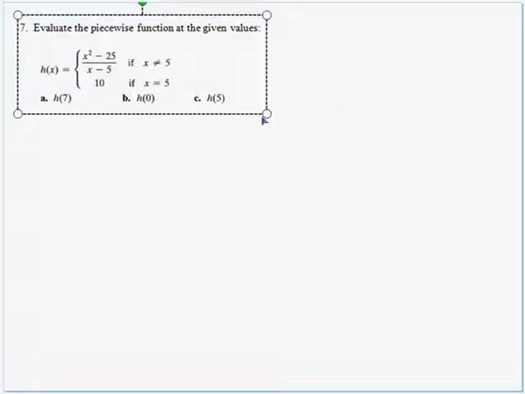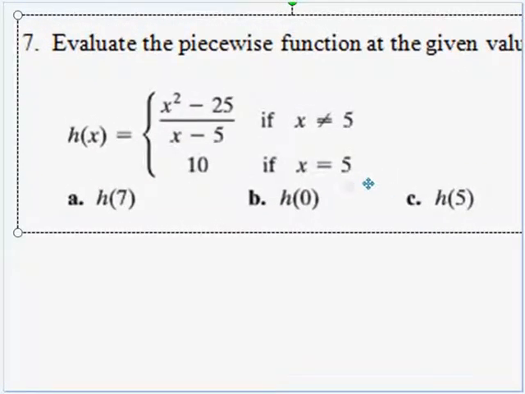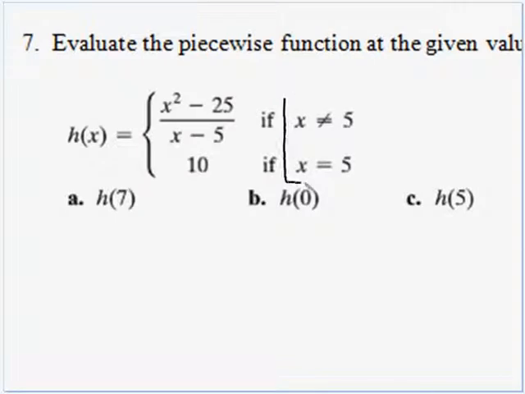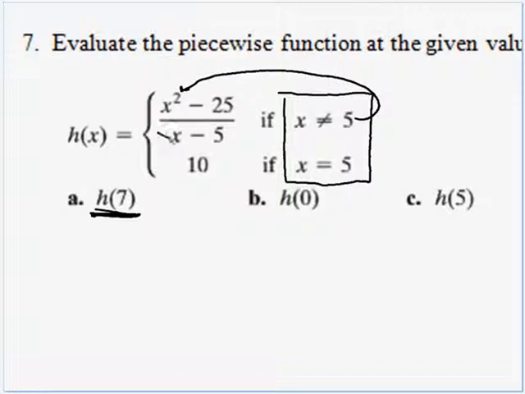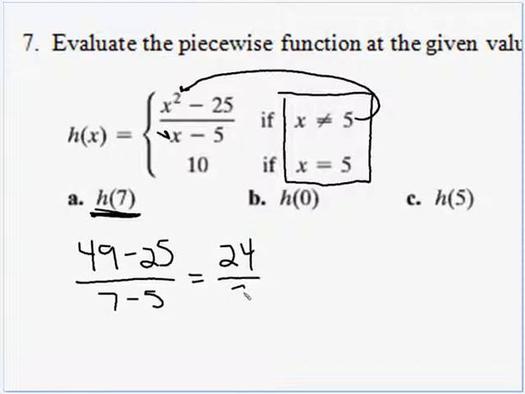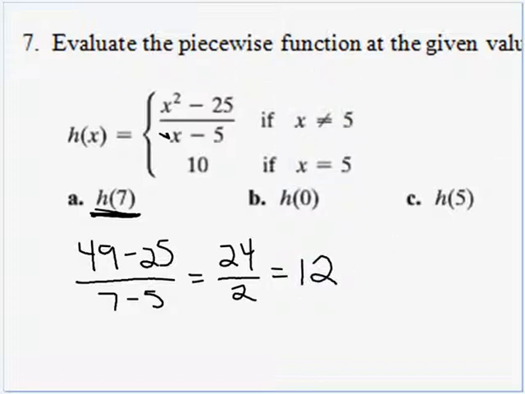Number 7, piecewise. So we have to look here to determine which piece of the function our domain number goes into. Well, here's h of 7. Is 7 equal to 5? No, it's not. If it's not equal to 5, that x value goes in the top piece. So I'm going to have 7 squared, or 49, minus 25, divided by x minus 5, which would be 7 minus 5. And that gives us 24 divided by 2, which is 12. And there's our answer for part A.